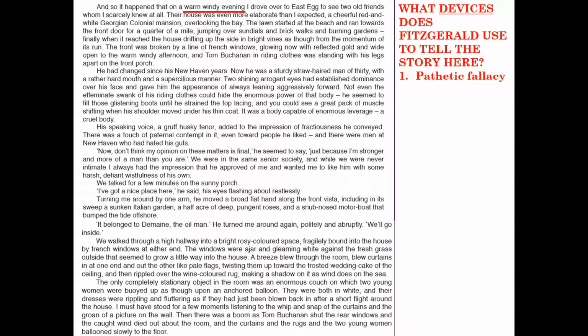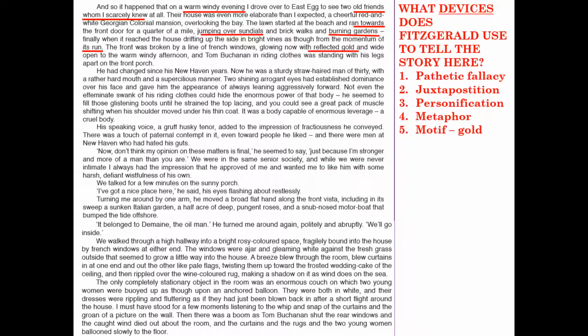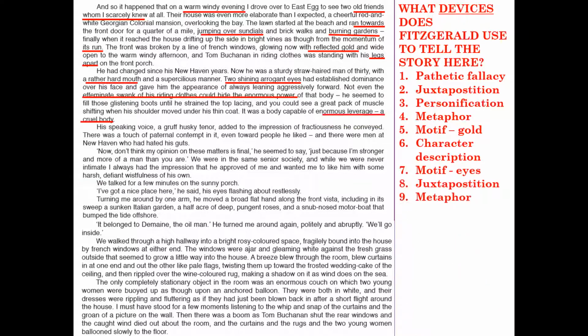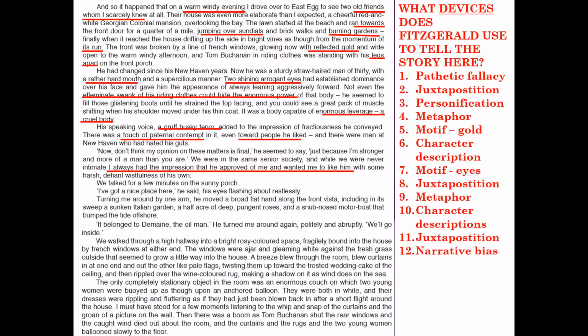So we start off with pathetic fallacy. We've got our juxtaposition, personification, a metaphor, a link to the gold motif, which runs throughout the novel, character description of Tom Buchanan as we first meet him, a link to the motif of eyes, which carries on through the novel, more juxtaposition, a metaphor, some character description of Tom, a juxtaposition of how he has paternal contempt in his voice, even towards people he liked, this idea of he's a complex man, bias of the narrator, quite important when you think about Nick Carraway's role in telling the story and what he reveals to us.